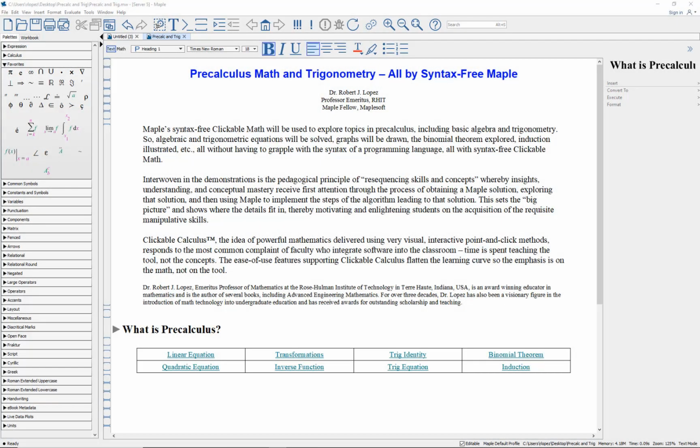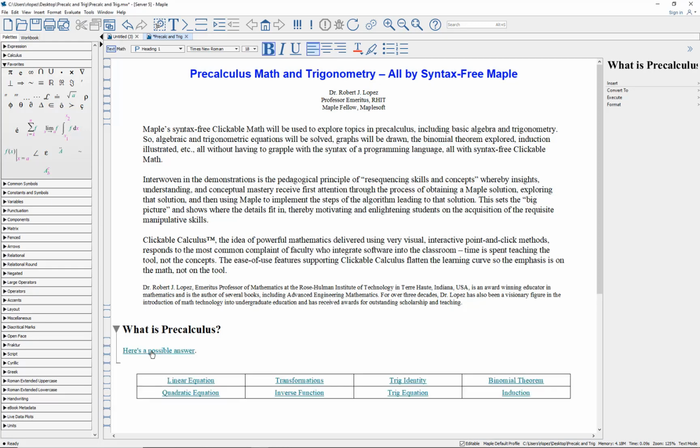Today's webinar, we're going to take a look at some of the supports that Maple has for a Precalculus trig course. I assume that you've read the abstract, so I'm not going to repeat what's there. But before I start, I want to ask the question, what is Precalculus?